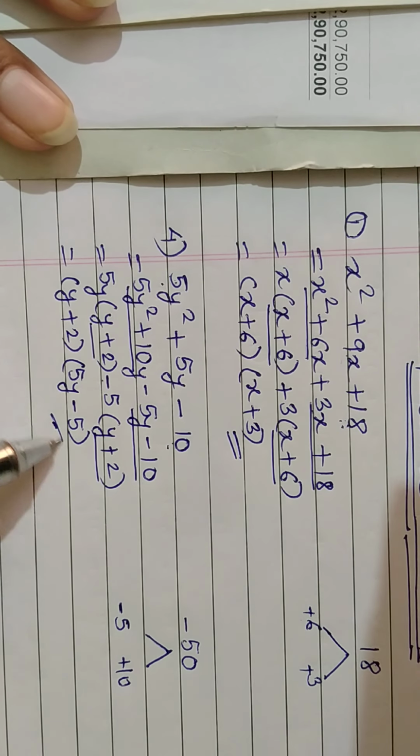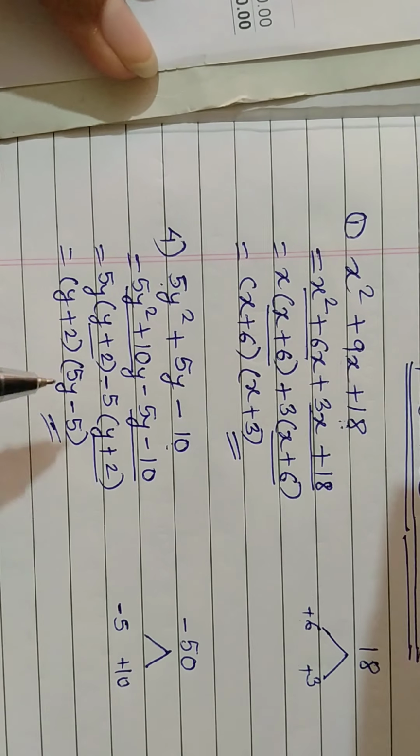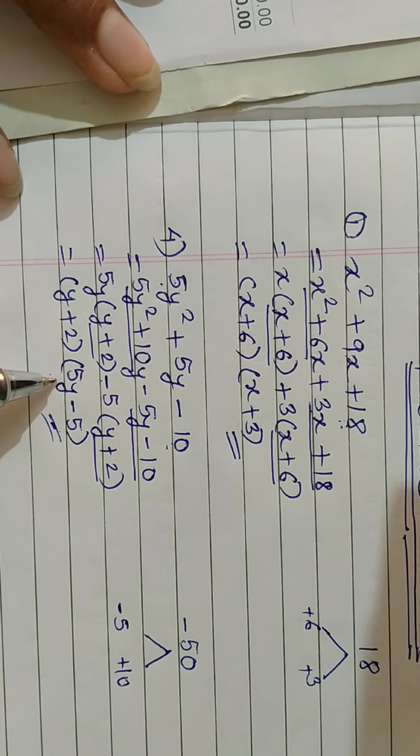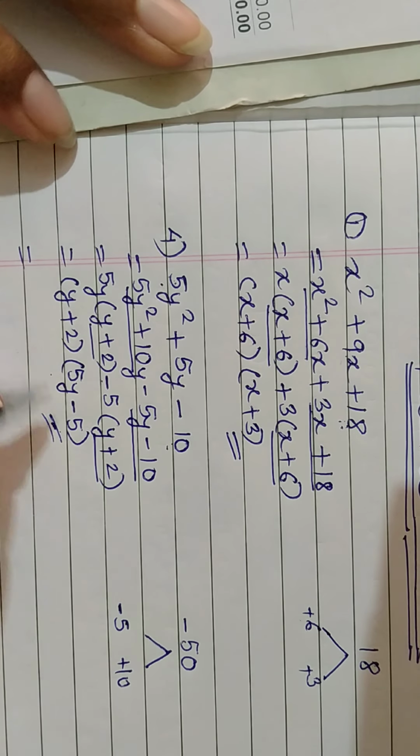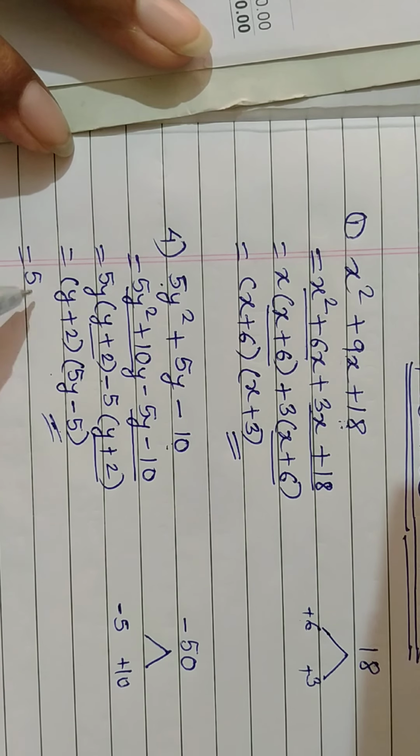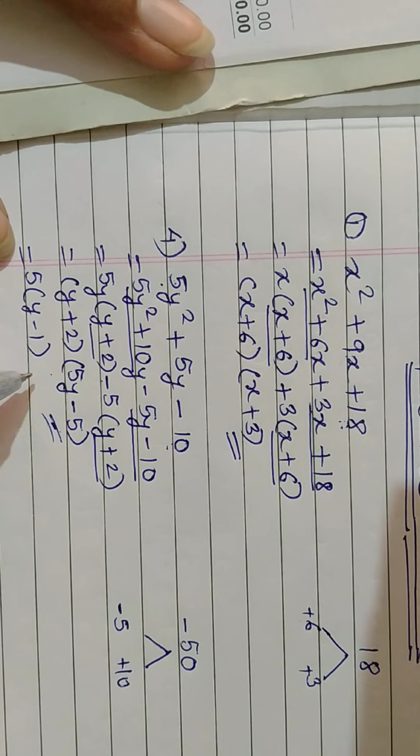This is your answer. Still, from this second bracket you can take 5 as common. So I am taking 5 common from this: 5 inside the bracket y minus 1, and the second bracket y plus 2 as it is.